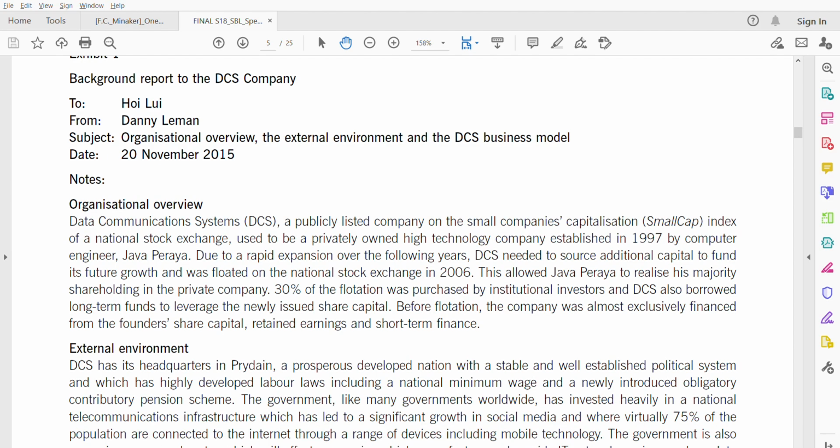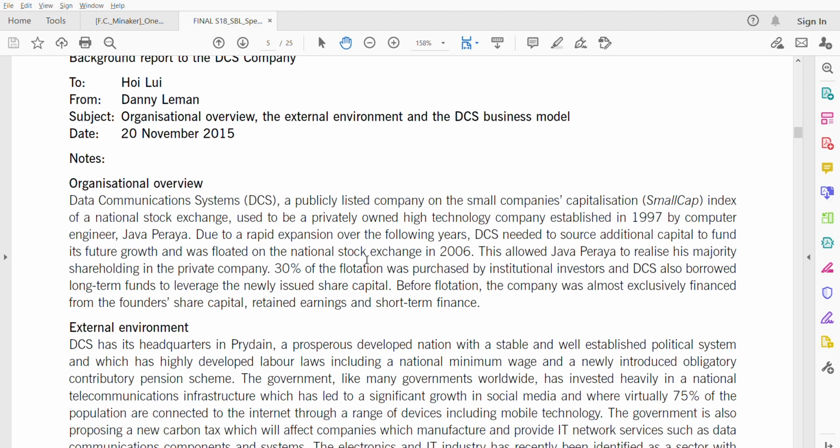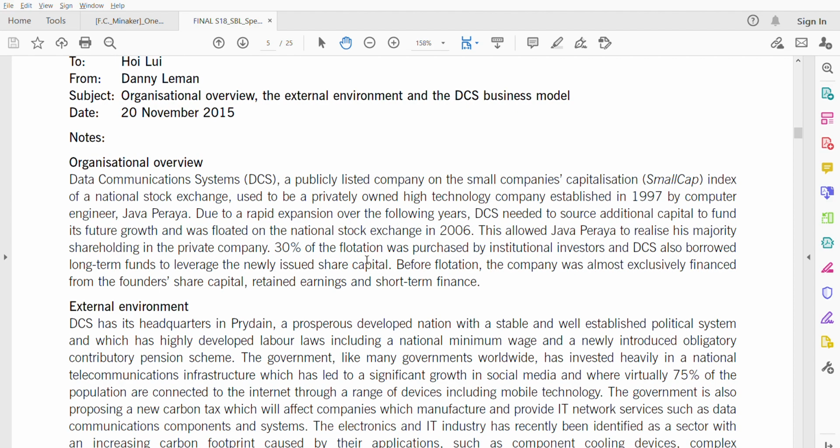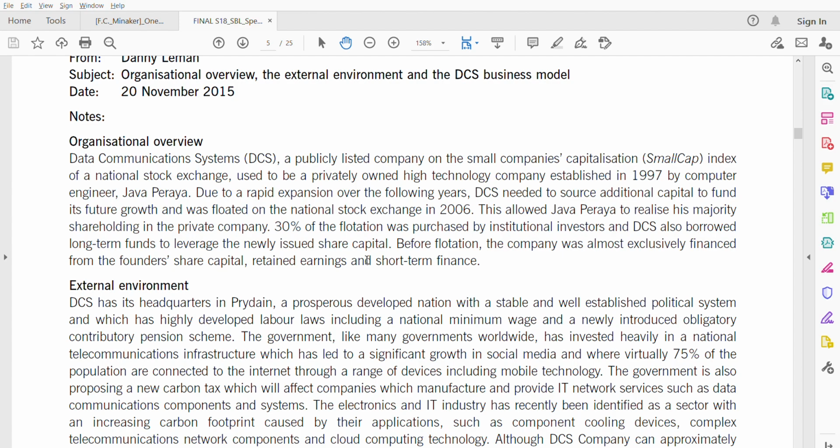So now let's read the organizational overview. Okay, so Data Communication System, a publicly listed company on the small companies capitalization index of a national stock exchange, used to be a privately owned high technology company. Stop. There are two things. What are the two things? One, it is a publicly listed company. Very important that you know what type of company it is. Is it a private company? Is it a public company? Is it an NGO? Is it a charity? You have to know.